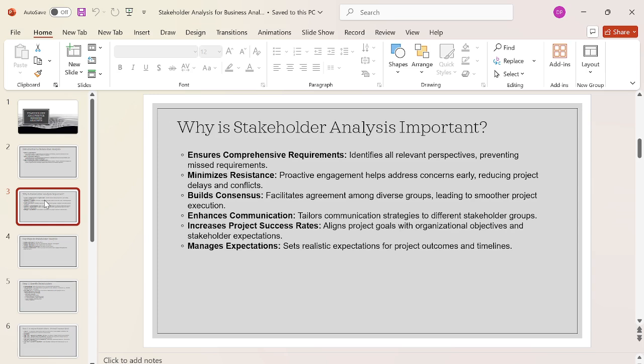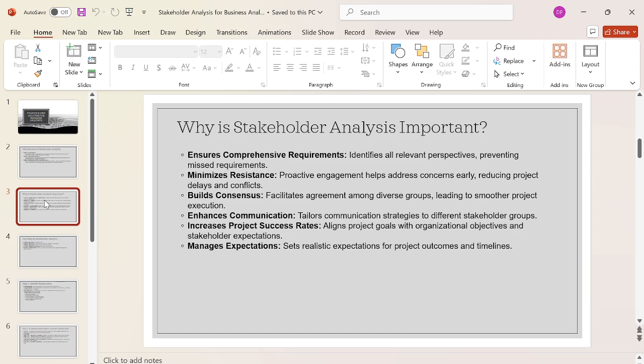And then it minimizes resistance. Proactive engagement helps address concerns early and reduces project delay and conflict. If you have a proper stakeholder analysis, if you know who is responsible, consulted, accountable, and informed, who will give me the requirement in a single stroke, and who will approve my requirement, then you reduce the delay in the requirement gathering, requirement analysis, design and development stages.